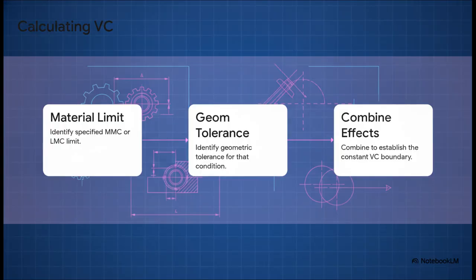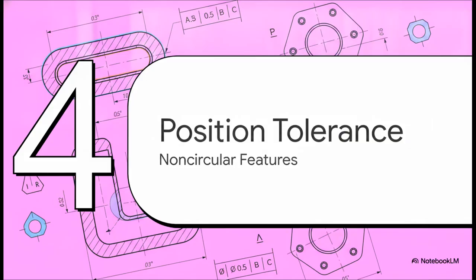So how do we actually put this into practice? Well, calculating this boundary is a non-negotiable step. Per paragraph 5.12, you have to consider these collective effects when determining the clearance between parts, especially for fixed or floating fastener formulas. It's also how we establish gauge feature sizes. The process is straightforward. You identify your MMC or LMC limit, identify your geometric tolerance, and combine them to establish that constant, unyielding boundary.